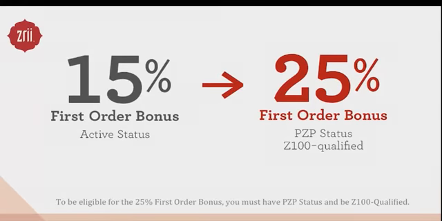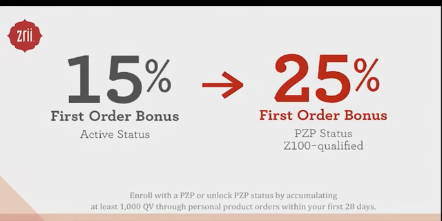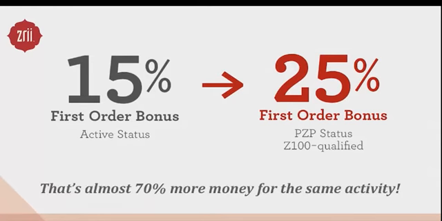Let's take a look at some examples so you can see how this works. Let's take the same situation as in our previous example, but this time, in December, instead of enrolling at the EZP level, you enroll with a PZP with 1,000 QV. Just like before, you personally enroll John in January with an Executive Z-Pack for 500 QV. But instead of a 15% first order bonus, you now earn a 25% first order bonus because you have PZP status. That means instead of earning $75, you earn $125.